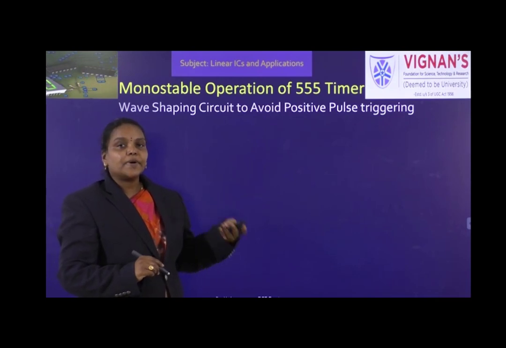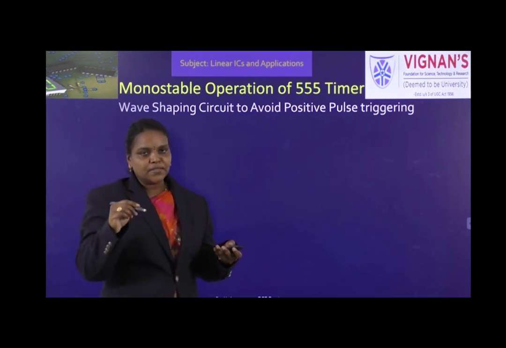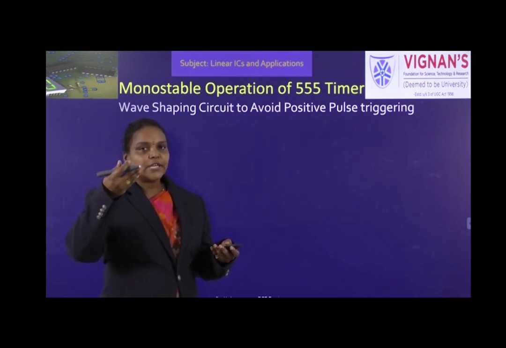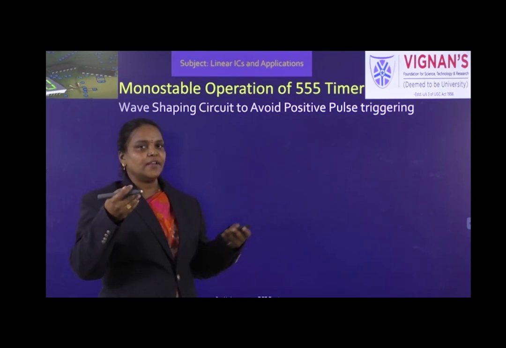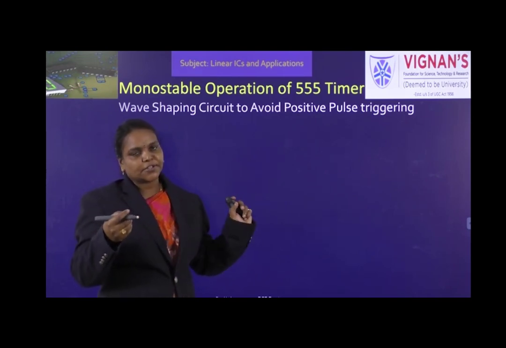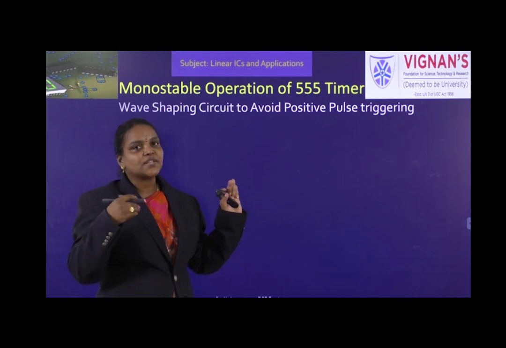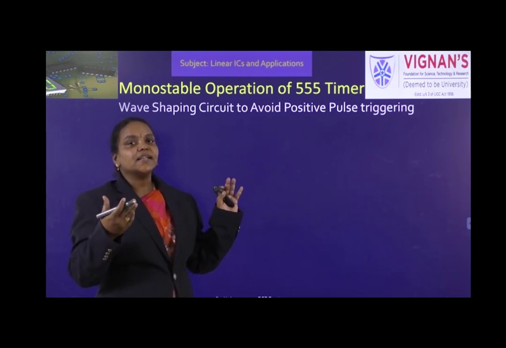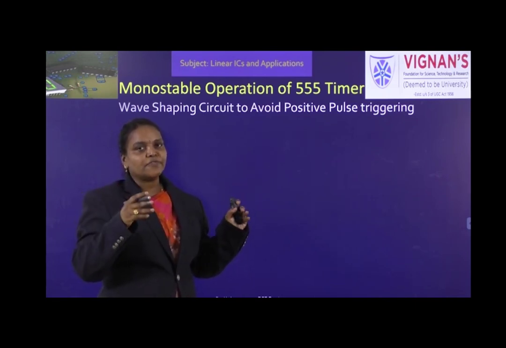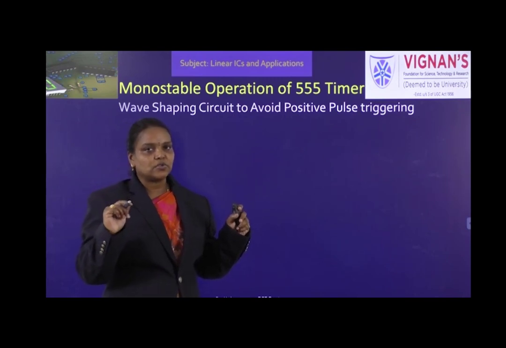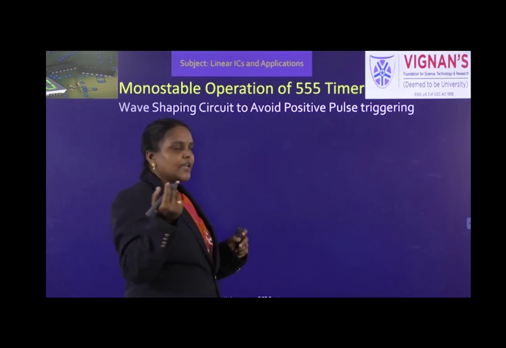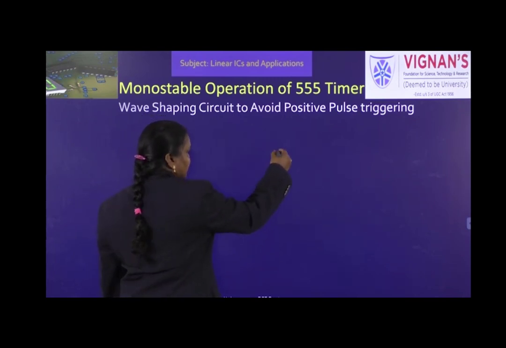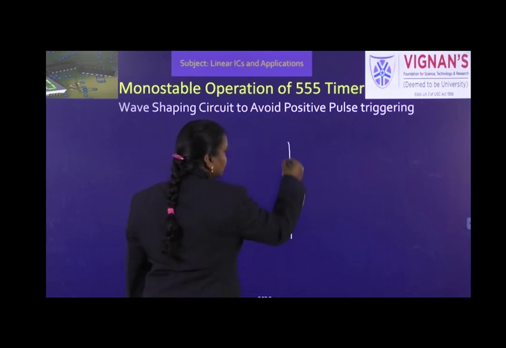Actually, trigger pulse should be a negative going pulse, and whenever its voltage falls below 1/3 VCC, then it should trigger the circuit. Only negative going it should respond. But accidentally there is a chance of responding for positive going trigger pulses also. So to avoid that, we can use a small circuitry for that. Let us see.